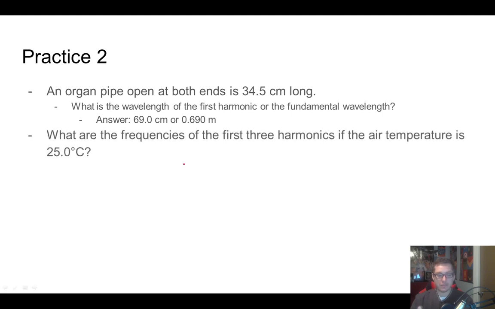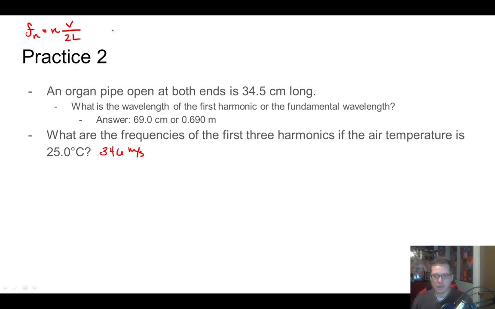Now, it's different when we talk about the frequency of the first harmonics if the air is 25 degrees Celsius. Remember, 25 degrees Celsius is room temperature, so the speed of sound was 346 meters per second. So that's our new velocity. All right, let's jot down our formula here to reference. Fn is equal to n times v over 2L.